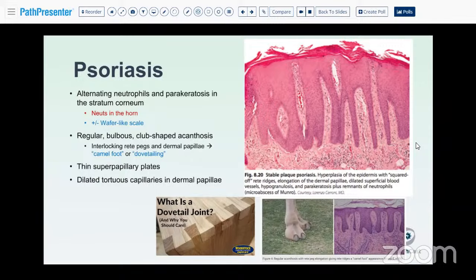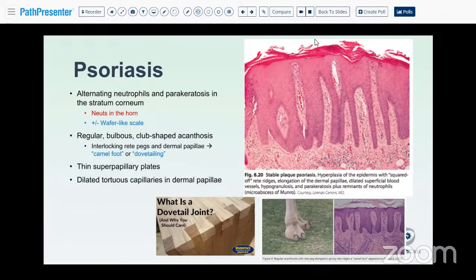I don't hear it talked about too often, but I find it a really helpful clue for psoriasis when I'm looking at cases on a daily basis. The thinned suprapapillary plates are a nice helpful clue as well. So we get this kind of hyperkeratosis, parakeratosis with neutrophils, and then this hypogranulosis, and then the epidermis is thinned over this dermal papilla that is extending super high up with dilated tortuous vessels inside.